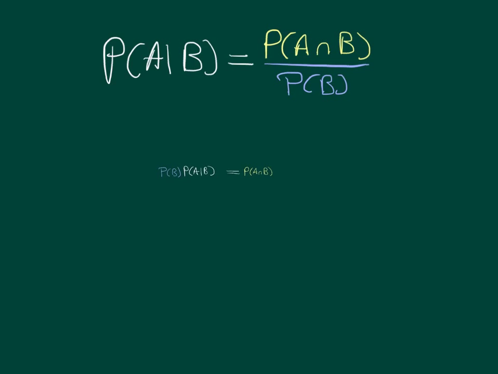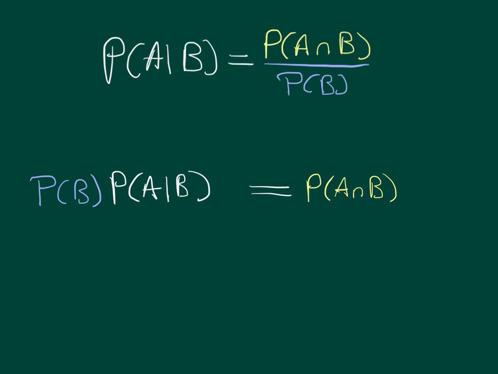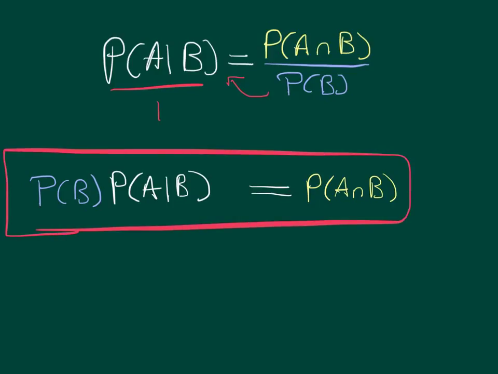Closely related to this formula is the following. The probability of B times the conditional probability of A given B is equal to the intersection. All we've done in this case is cross-multiply in order to get a different formulation of really the same conditional probability formula. This is going to be a really important formula to remember as well, and I want to do an example that shows you why this would show up.